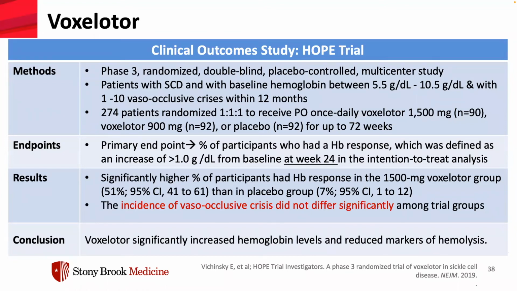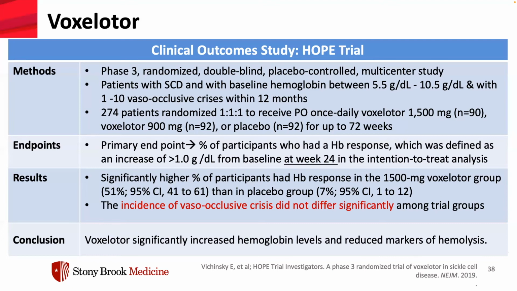The evidence that led to voxelotor's approval was a phase 3 randomized double-blind placebo-controlled multicenter study called the HOPE trial. This enrolled patients from January 2017 to May of 2018. About 274 patients were enrolled with a baseline hemoglobin of 5.5 to 10.5 and with 1 to 2 vaso-occlusive crises within the past year. These patients were randomized 1 to 1 to 1 to receive either oral high dose voxelotor at 1500 milligrams, or 900 milligrams, or placebo for up to 72 weeks. This primarily looked at the percent of participants who had a hemoglobin response, which was defined as an increase of hemoglobin by at least 1 gram per deciliter from baseline at week 24.